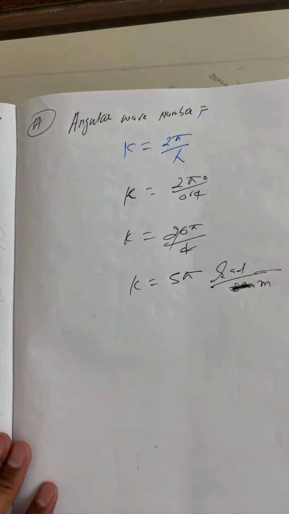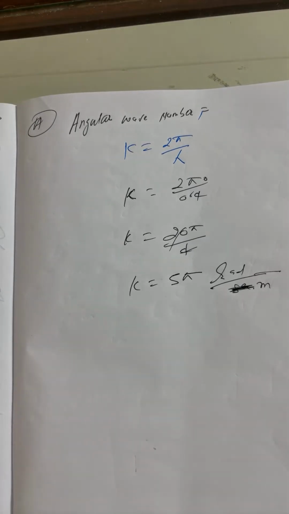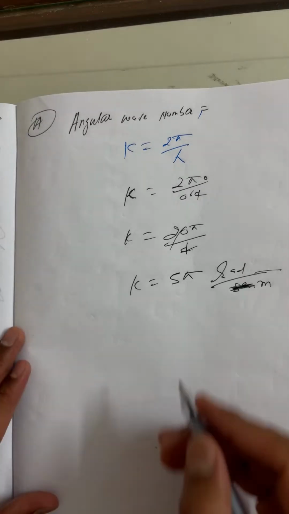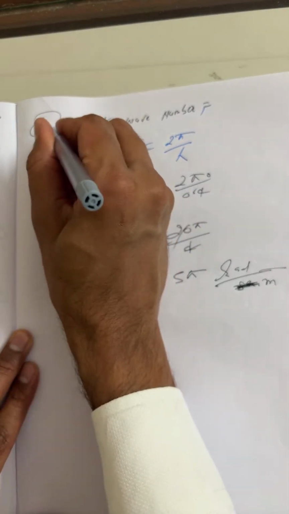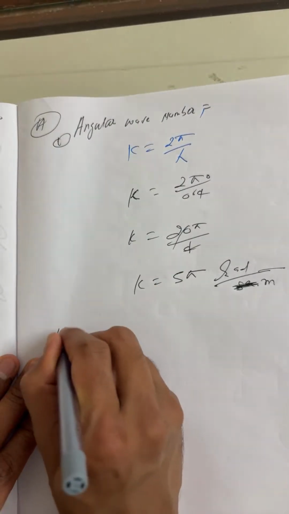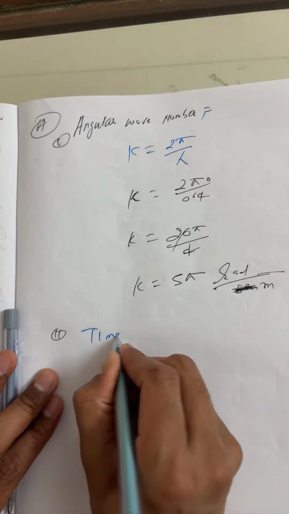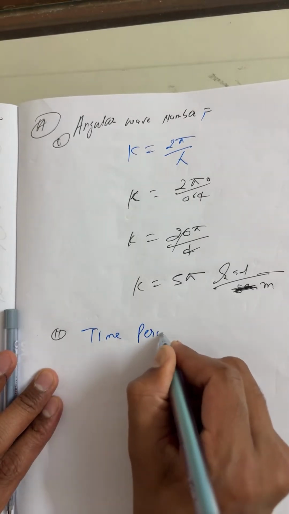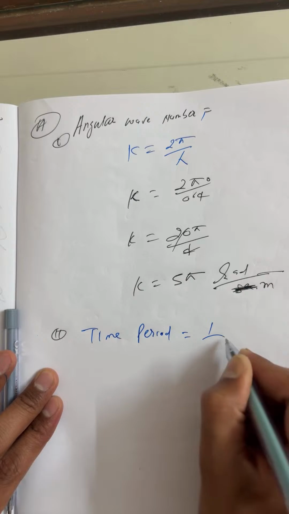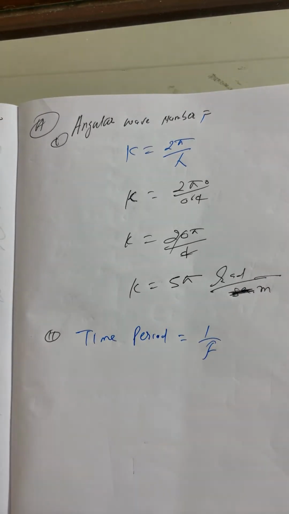That is the angular wave number. Second, beta, what can we find? The time period. Let us suppose in part A, I'm calling this part number 1, this is part 2 here. We have to find the time period. It's nothing but 1 upon frequency. Frequency is mentioned in the question.